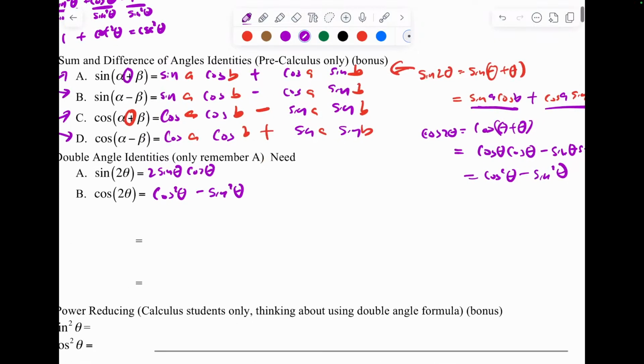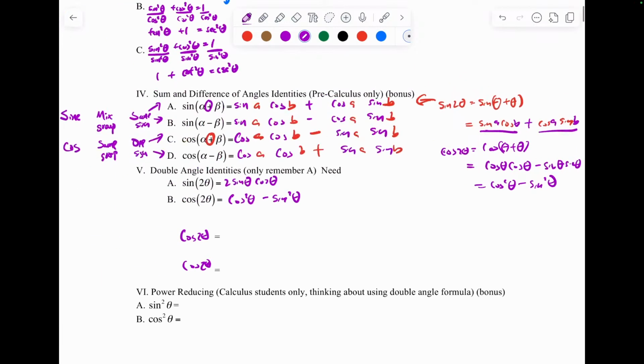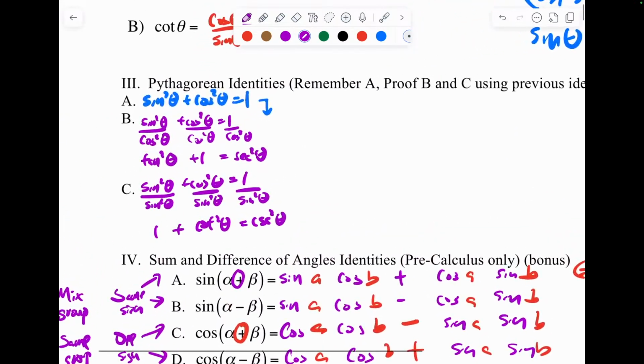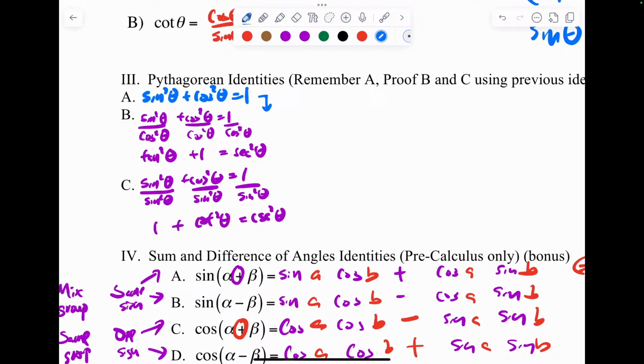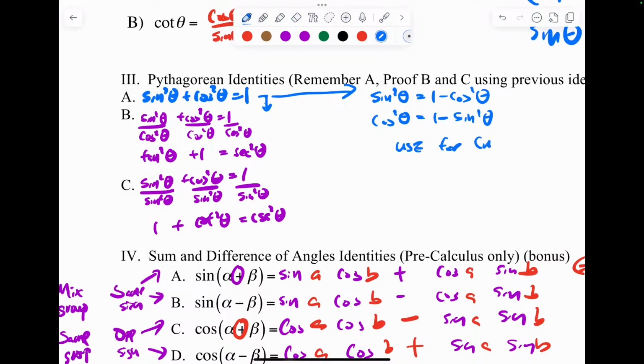Now there are two other versions of cosine 2 theta. How do you get the other ones? Pythagorean identity. Remember this? The blue one? The blue one is my favorite one, because if you know this blue one, you can say sine squared theta is equal to 1 minus cosine squared theta, and cosine squared theta is equal to 1 minus sine squared theta. This is a useful conversion: convert from sine square to cosine square.